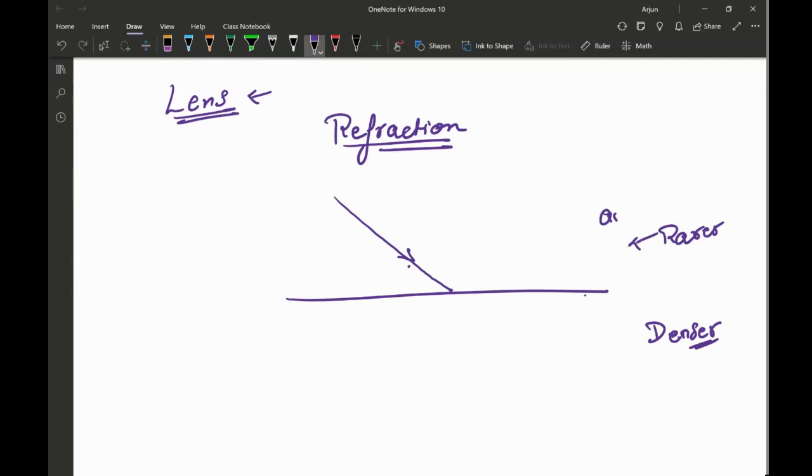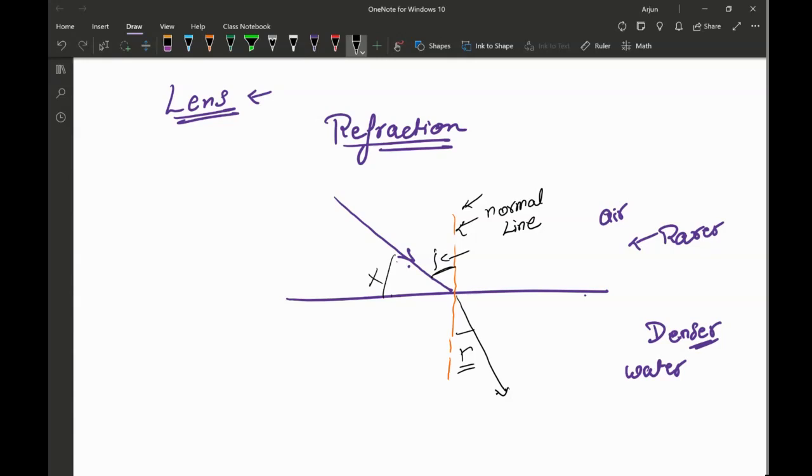So for example, if this is air and this is water, when a ray of light passes from the rarer medium into the denser medium, it will always bend towards the normal line. Now you're going to say, what is the normal line? So this orange line which I'm drawing, this is the normal line. If let's say this is the angle of incidence, the angle is always taken with respect to the normal line. You cannot take it with respect to the horizontal line. This will be the wrong angle. So if this is the incident angle, this is the angle of refraction in this case.